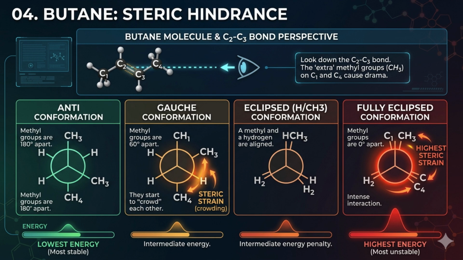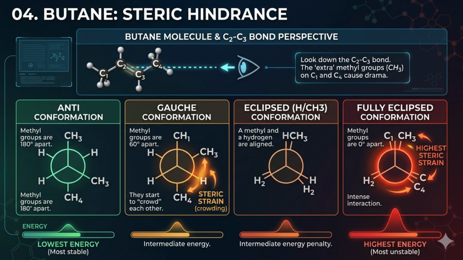But as the molecule twists, those groups get closer. In the gauche conformation, the methyl groups are now 60 degrees apart. Notice the glowing orange arrows. The electron clouds of these large, bulky groups are starting to physically bump into each other. This physical crowding is called steric strain, and it pushes the molecule into an intermediate energy state.